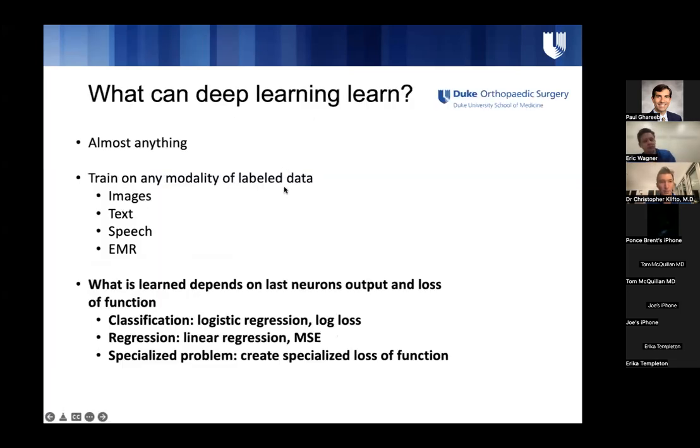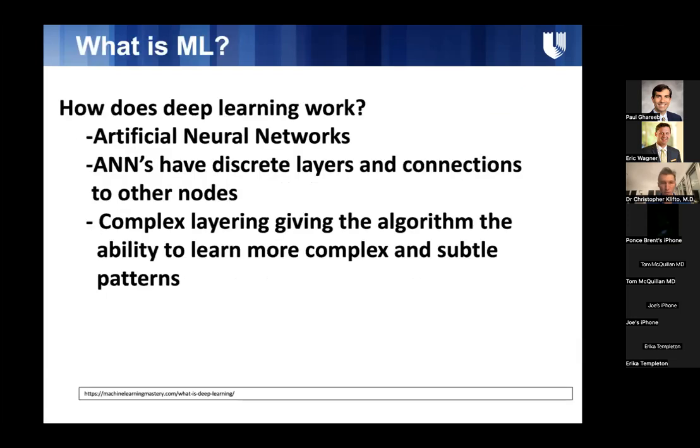So what can deep learning learn? And this is why it's really exciting. Essentially anything. You could train deep learning on images, and that's where a lot of it is getting its traction, at least in orthopedics. But it could be text, speech, EMR, and they're essentially based on the neural networks of our own brain, right? So they're classification systems, which include logistic regression, log loss, but they also can include regression and linear analysis and things that can create space and loss of function, which is really interesting.